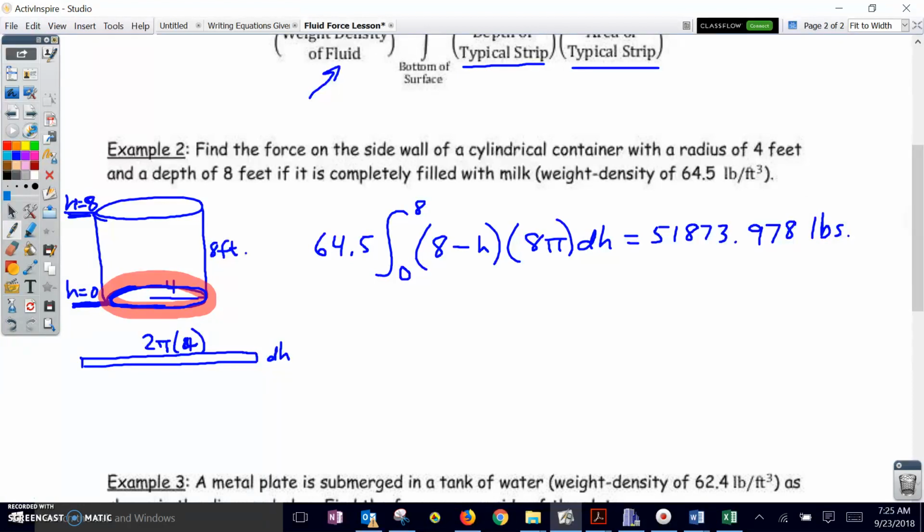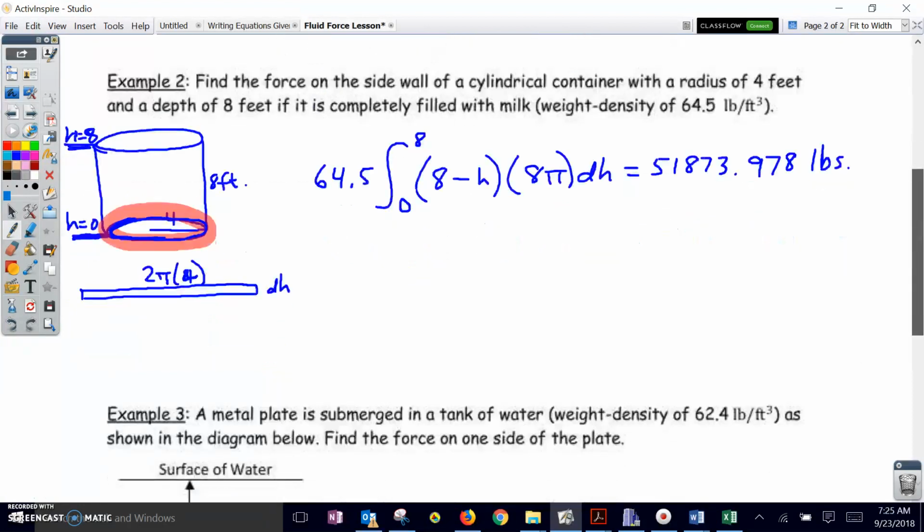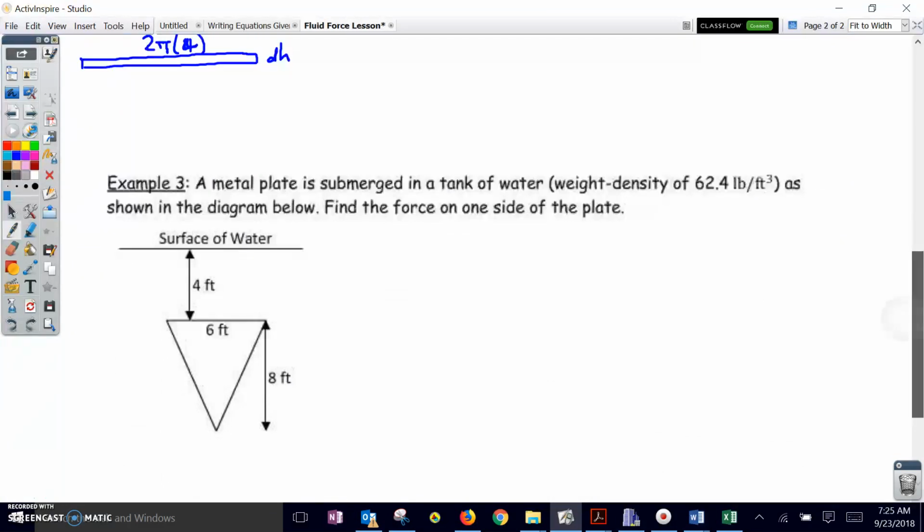Okay, let's look at example 3. A metal plate is submerged in a tank of water with weight density of 62.4 pounds per cubic foot, as shown in the diagram below. Find the force on one side of the plate. Okay, so I'm going to establish my coordinate grid system. I'm going to call this h equals 0, and this h equals 12 at the surface of the water, and start setting up my model.